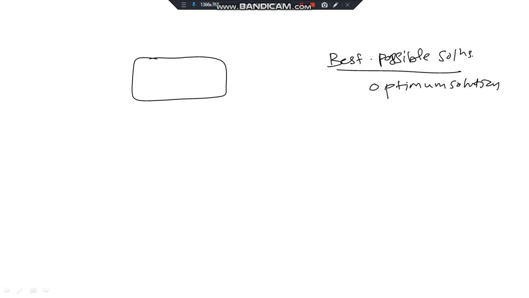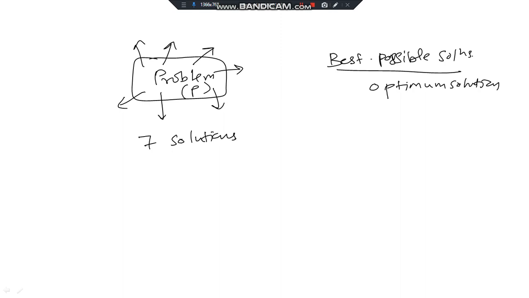Now here let us say a problem P is given. For a given problem P, there can be multiple solutions to this particular problem. So let us say for my problem there are 1, 2, 3, 4, 5, 6, 7 solutions. There are 7 solutions, and I can go with any of the solutions. This is one type of problem.